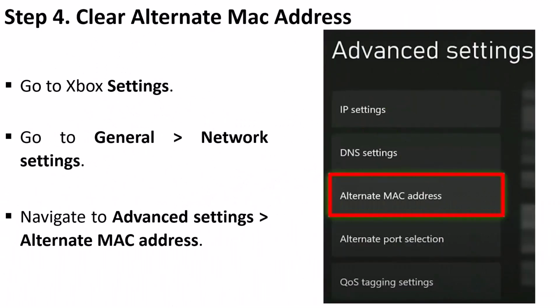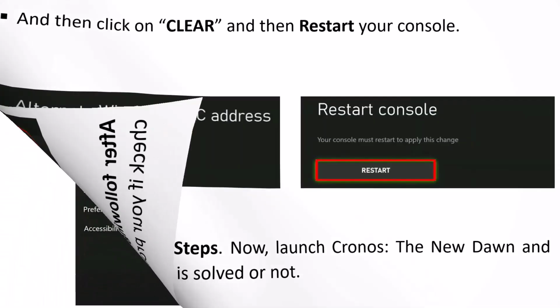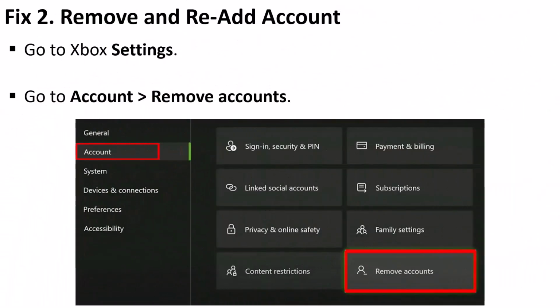Step 4 is to clear alternate MAC address. Go to Xbox settings, go to general, network settings, navigate to advanced settings, alternate MAC address and then click on clear and restart your console. After following all these 4 steps, now launch Cronos the New Dawn and check if your problem is solved or not.